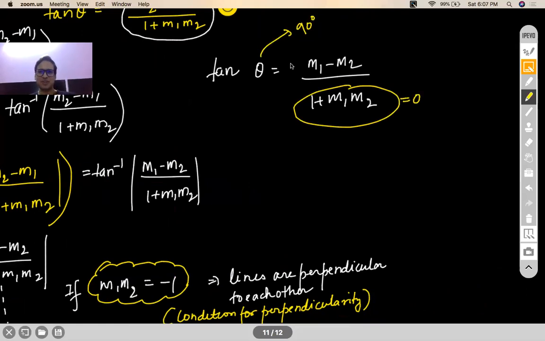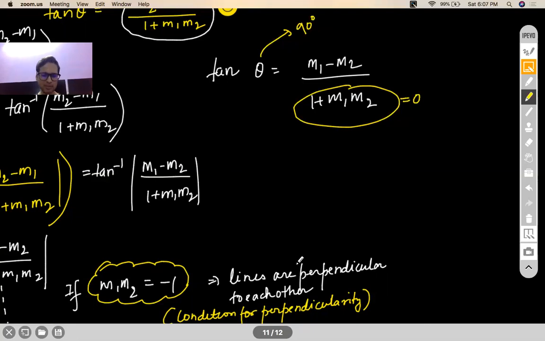Correct? And of course, it cannot be 3 pi by 2, it cannot be 5 pi by 2, because the angle between two lines can never exceed pi. Is that fine? Okay.